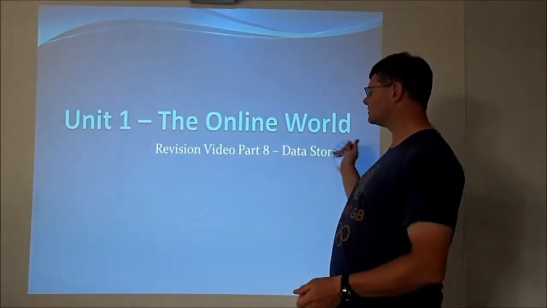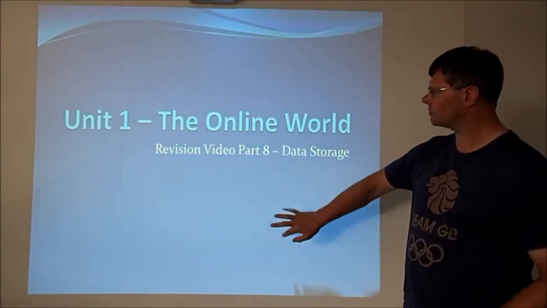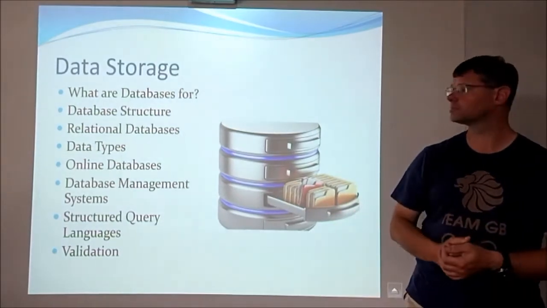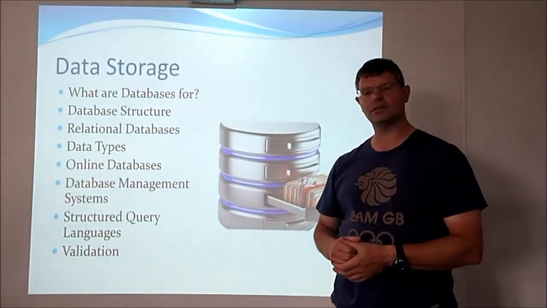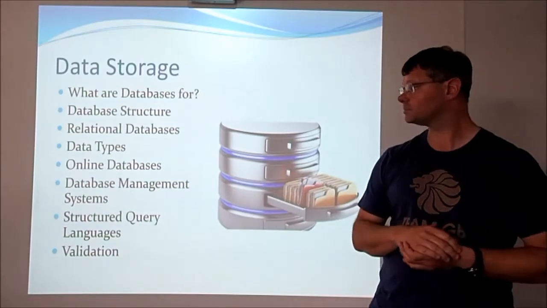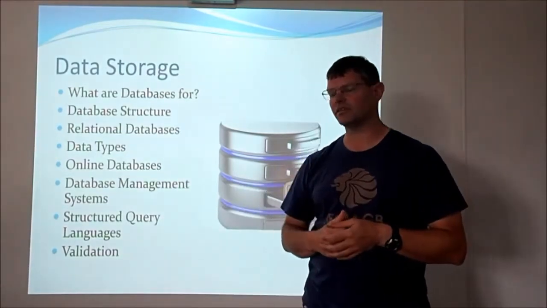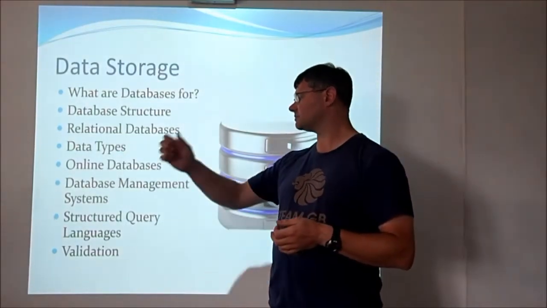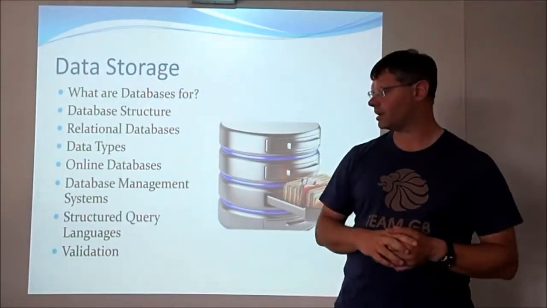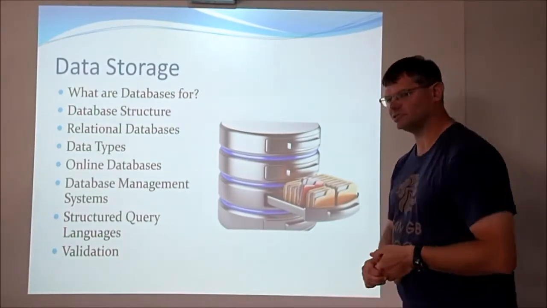So, data storage this time, so mainly about databases and how they work and how we organise data online. So, here we go. We're going to talk about what databases are and what they're for. We're going to talk about database structure, so the different bits that make up a database so you can identify them. We're going to look at what relational databases are. We're going to have a look at the different data types that you can use in databases. We're going to look at what online databases are and where they might be used. We're going to look at database management systems, or DBMSs. We're going to look at structured query language, or SQL, and we're going to look at validation at the end. And when we've done all of that, we'll be done with data storage. So this one should be a bit quicker.